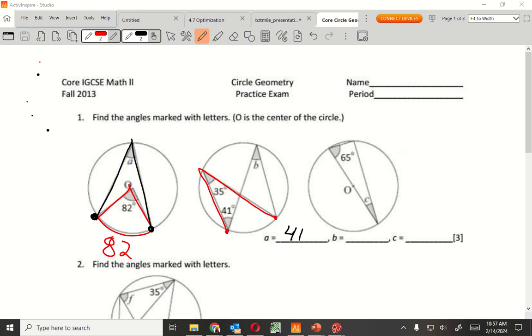Right. Nope, it's not right. It's wrong. See what I did there? See what I did? Yeah, okay. Geometry jokes.